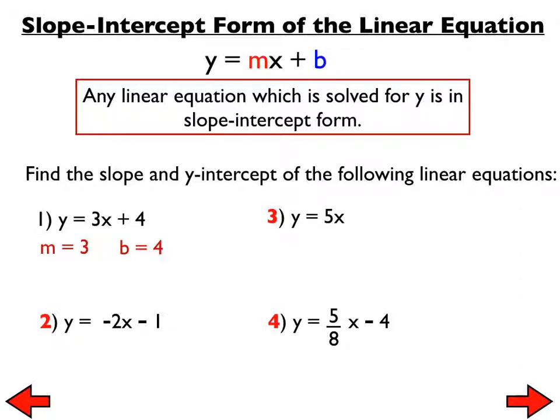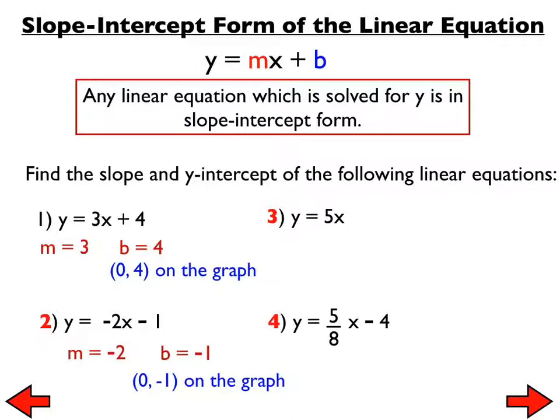All right, so those should have been easy. Number 2, m is negative 2, and b is negative 1. And by the way, notice that I'm adding the ordered pair that b leads to on the graph. Can you go ahead and add that to your notes? So like when b is 4, we know that 0, 4 will be on the graph. When b is negative 1, we know that 0, negative 1 will be on the graph because that's what the y-intercept is as an ordered pair.